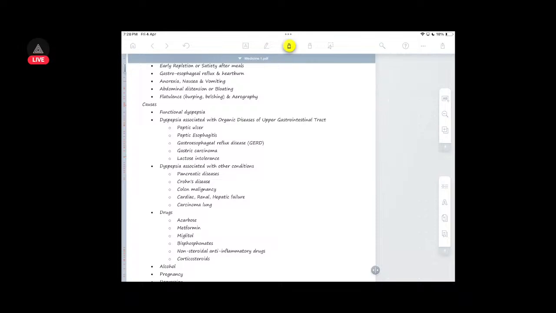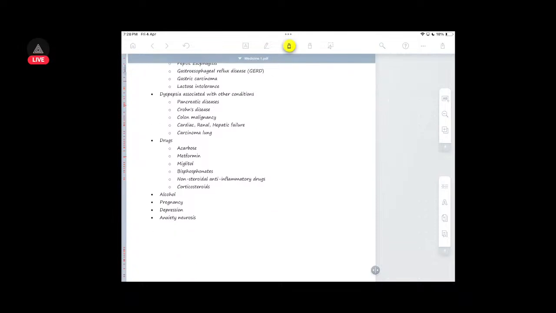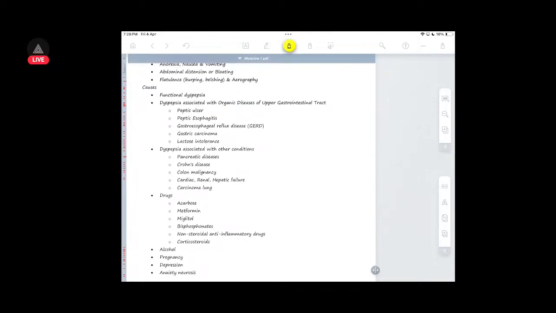So we also have dyspepsia associated with other conditions like pancreatic diseases, you have Crohn's disease, you have colon malignancy, you have cardiac, renal, and hepatic failure, and carcinoma of the lungs. Drugs can cause it: acarbose, metformin, miglitol, bisphosphonates, NSAIDs, and corticosteroids.